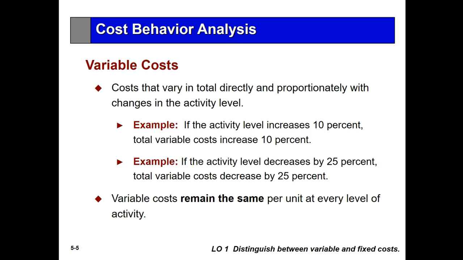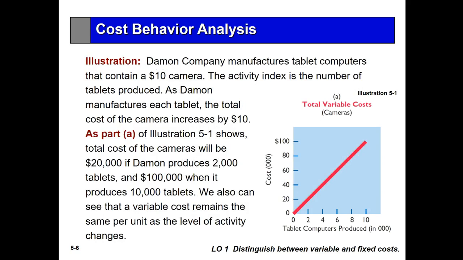However, the thing about a variable cost is that it changes in total, but it remains the same on a per unit basis. If I make one desk, the per unit cost is $50. If I make two desks, the per unit cost is $50. Make 10 desks, my per unit cost is $50. So the variable cost will remain the same per unit, but the definition of a variable cost is that it will change in total in direct proportion to changes in the level of activity.